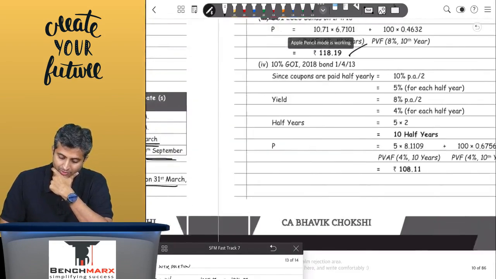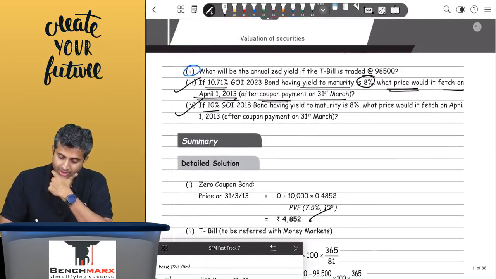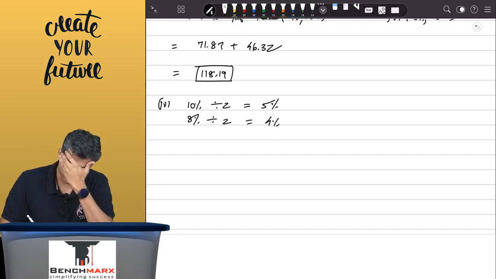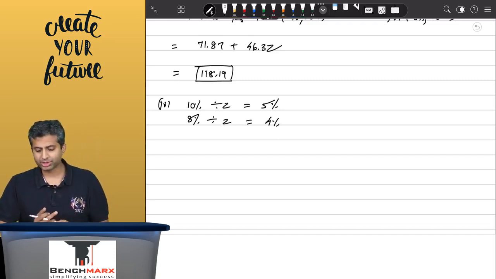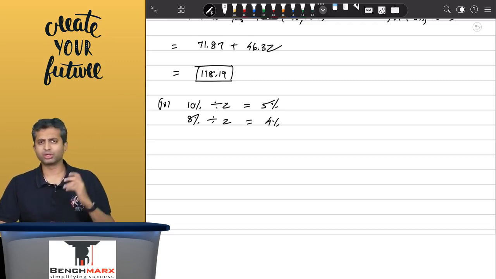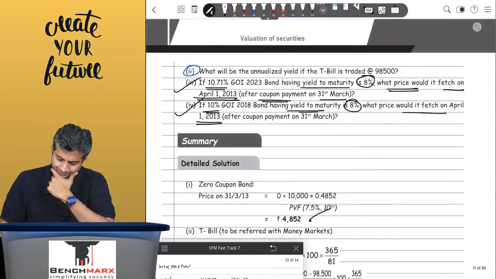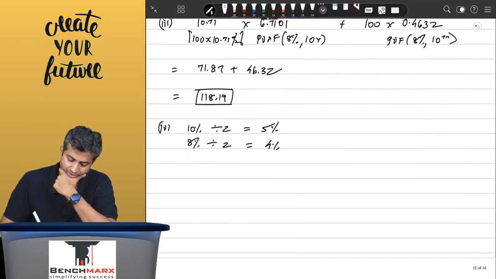What is your required rate of return? On the next page, if the 10% GOI bond having a yield to maturity is again 8%, what would be the price that you would fetch on 1st April 13? Over here, your required rate of return is 8%. You divide it by 2 and hence that comes to 4%. Again, your answer has to be greater than 100 because the required rate of return is 8 and the coupon is 10. Again, the term over here is, how much is the term? The term is 5 years. 5 years into 2 comes to 10 half years, and that's it.